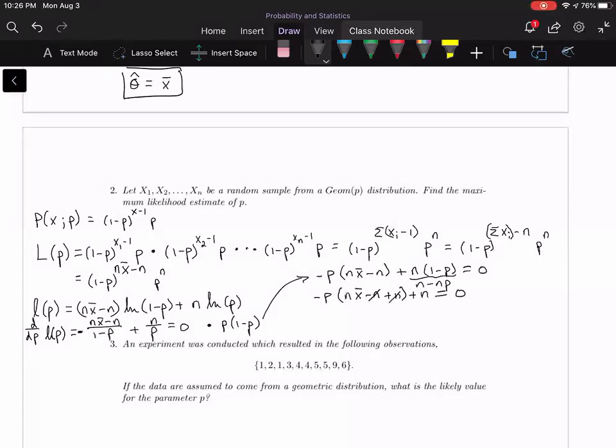Now I'm ready to solve. And so I'm going to bring this negative p term. No, I'll keep it on the left. We've got negative p times n x bar. I'm going to bring the n to the right and get negative n. When I divide by n x bar, we get 1 over x bar. And this is our MLE, so that is p hat. So in this case, interestingly, the estimator for this p is going to be 1 over x bar.